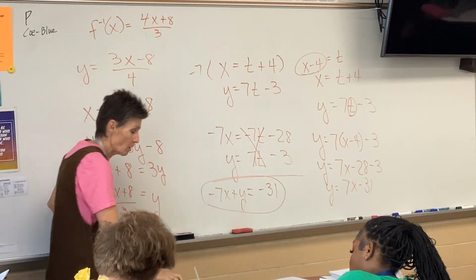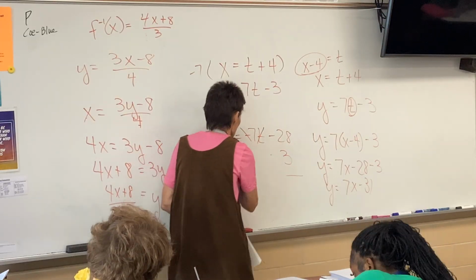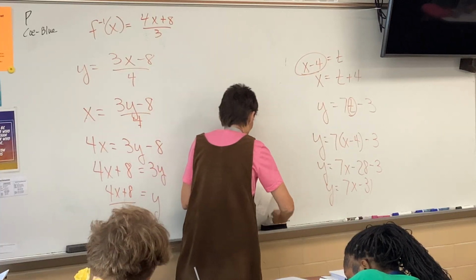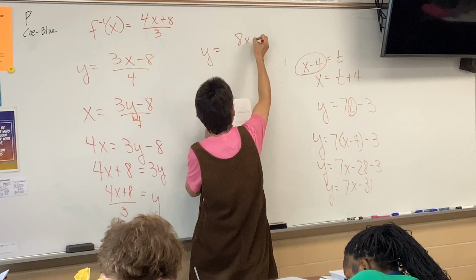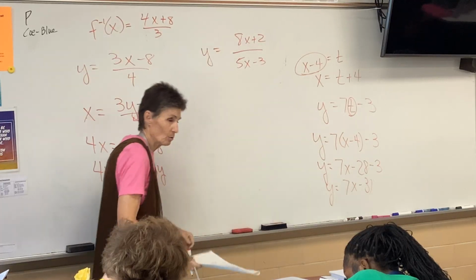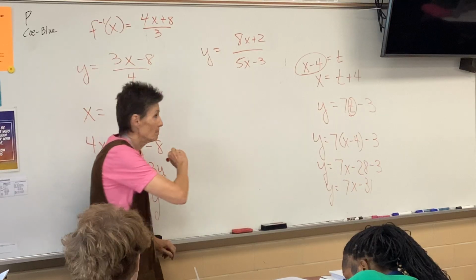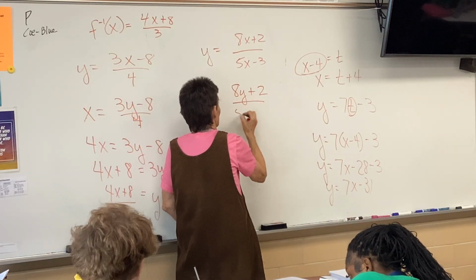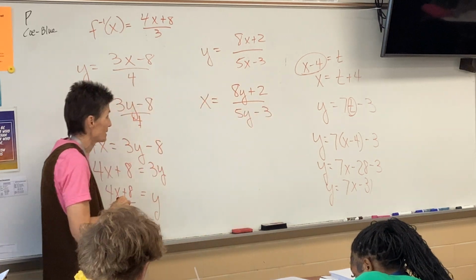Alright, now the next one's one of the harder ones. So let's see, this is the type we'll have a quiz over next Tuesday probably. I got y equals (8x plus 2) over (5x minus 3). Alright, here we go. Flip them. So all of the x's become y's and all the y's become x's. Good.